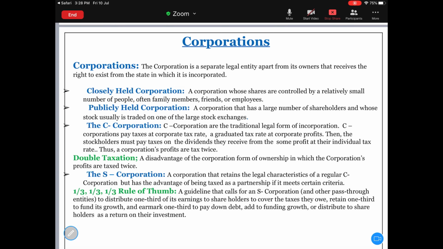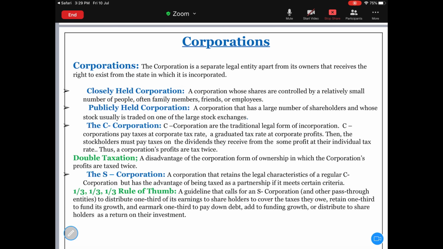Second type of corporation is publicly held corporation. This is a corporation which has a large number of shareholders and whose stock is usually traded on one of the large stock exchanges. These are also called public limited companies. These public limited companies, or big corporations, have the right to sell their shares in the stock exchange, and they stand in a good position. And in this company, it is not necessarily that the company is run by a family.